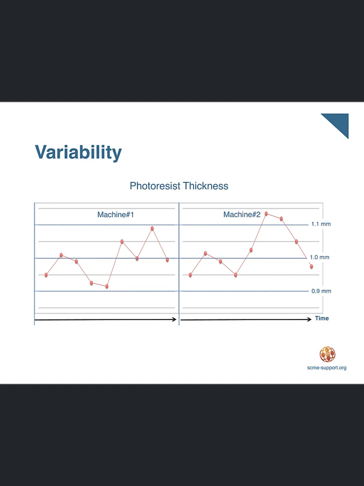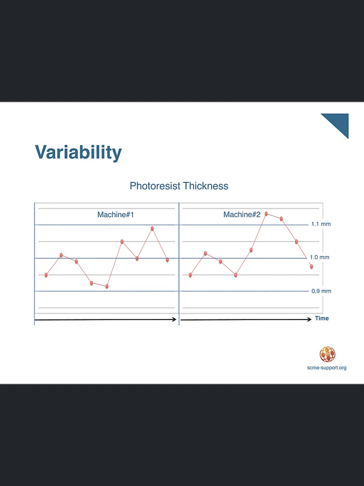Each graph shows the resist thickness results for a photoresist application process. The graph on the left is for machine number 1, and it shows the resist thickness applied by one piece of equipment. The graph on the right for machine number 2 shows the resist thickness applied by another piece of equipment. Both machine number 1 and machine number 2 are running the exact same process.